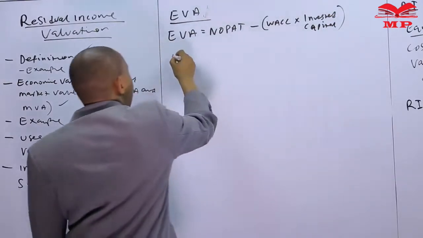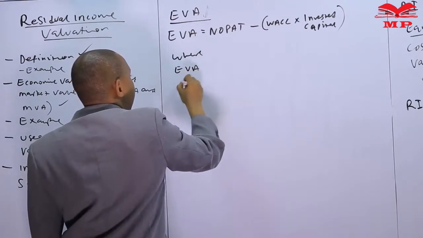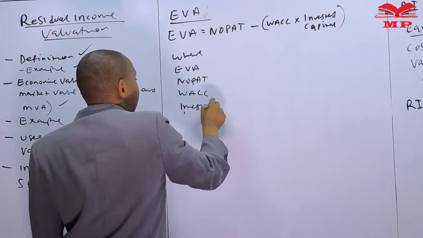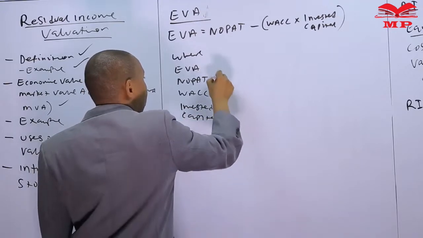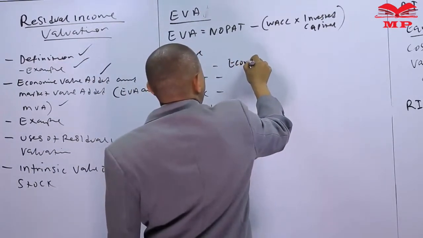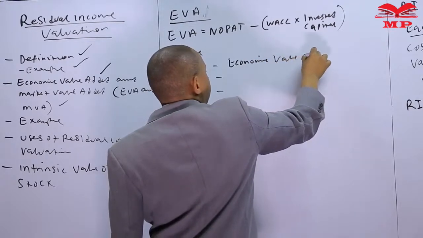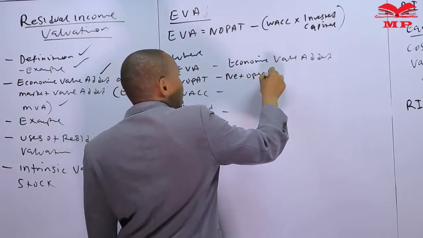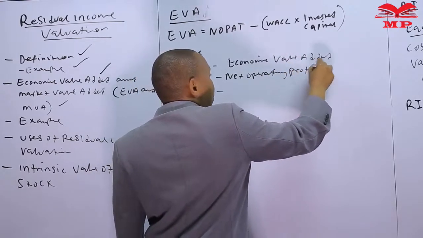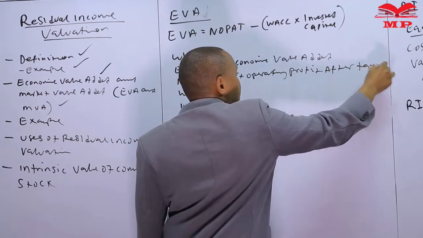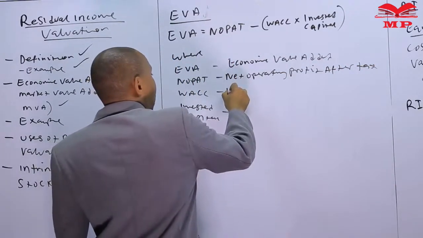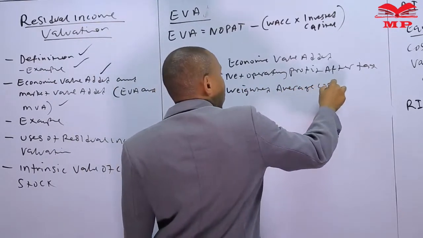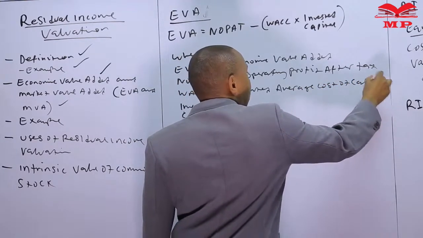Where EVA is the economic value added. This is the net operating profit after tax. Then there is the weighted average cost of capital.